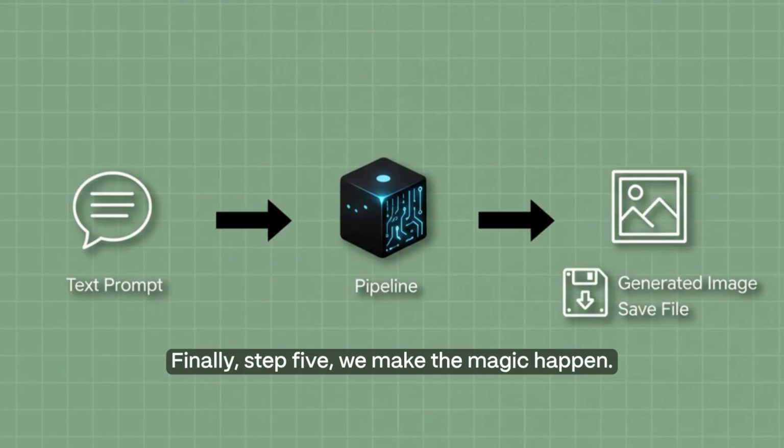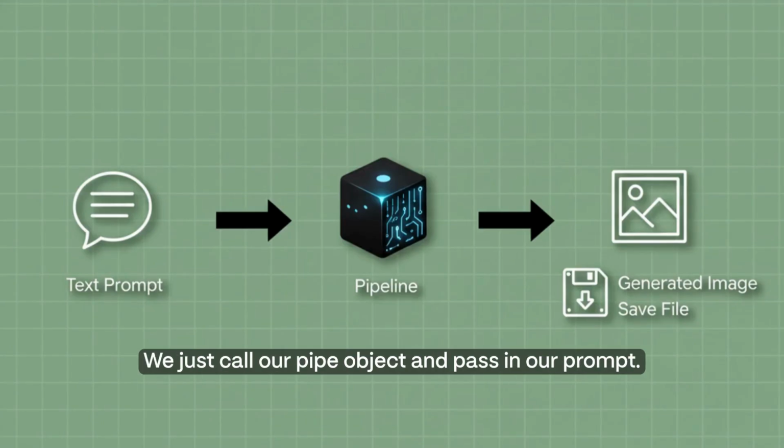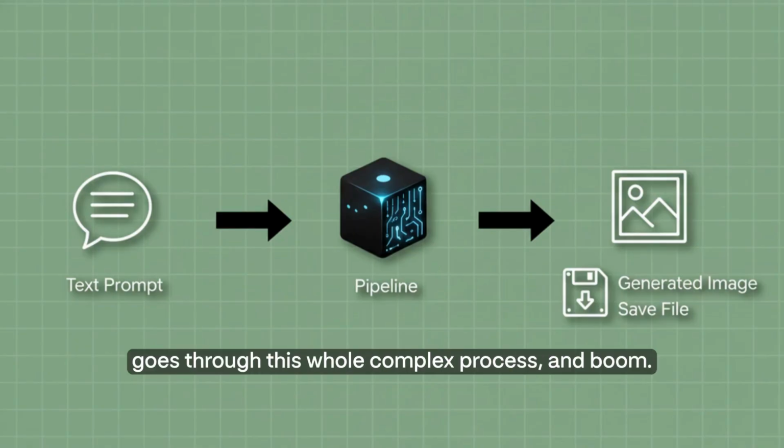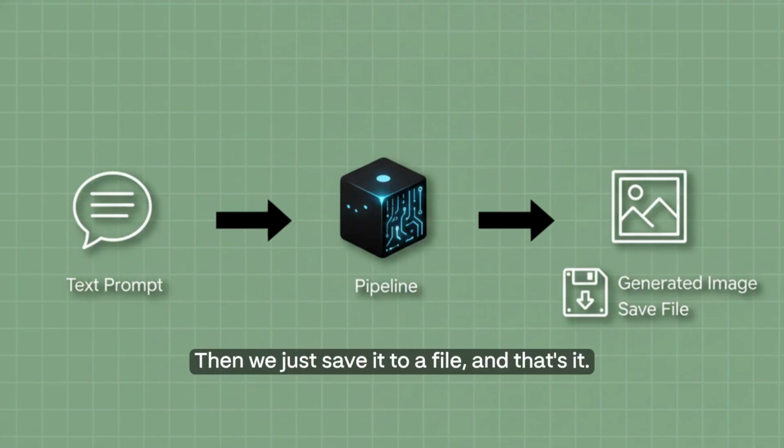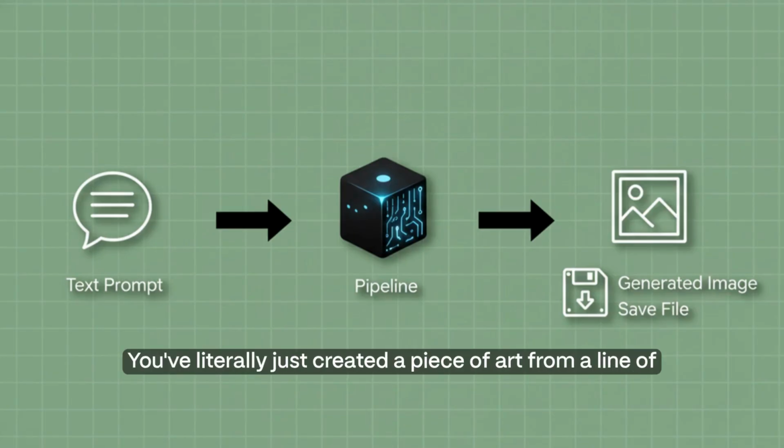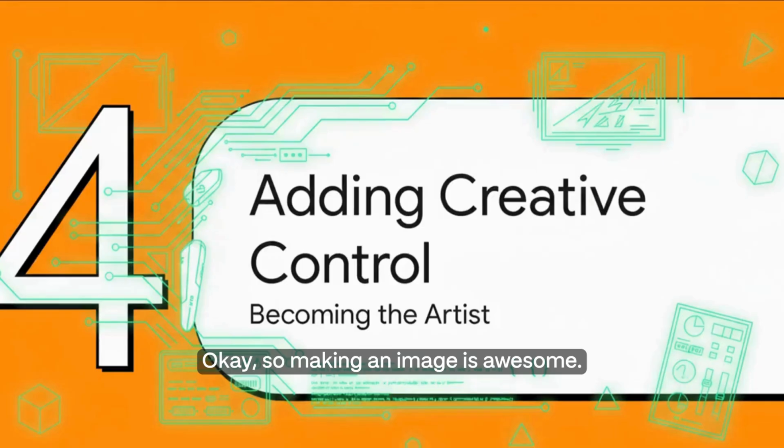Finally, step 5, we make the magic happen. We just call our pipe object and pass in our prompt. The AI does its thing, goes through this whole complex process, and boom, out comes an image. Then we just save it to a file, and that's it. You've literally just created a piece of art from a line of text. How cool is that?